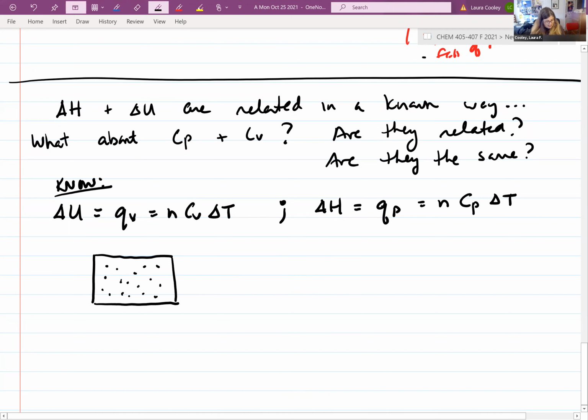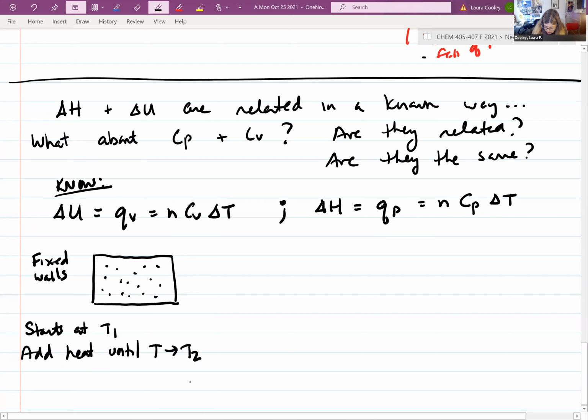Okay, there's some molecules in it, and it has fixed walls. And it starts at T1. And we're going to add heat until the temperature becomes T2. That heat is going to flow at constant volume, right? Because the volume is constant. So add heat until T1 goes to T2.